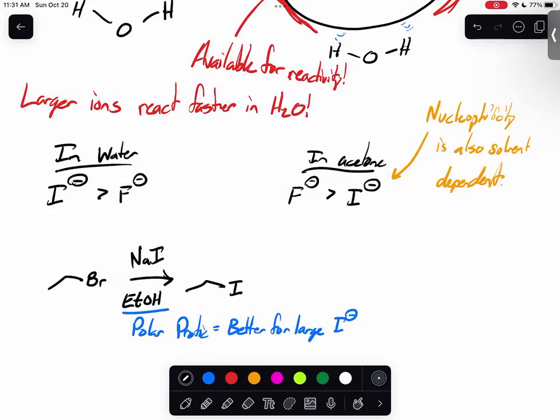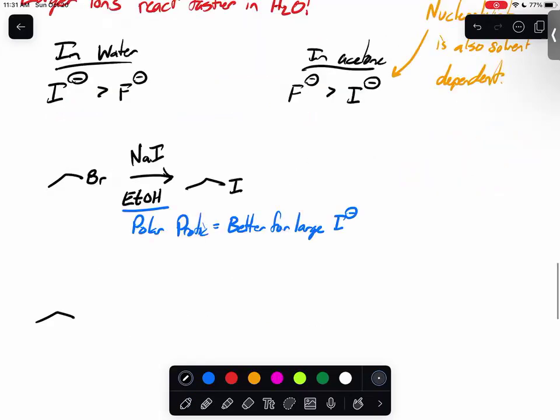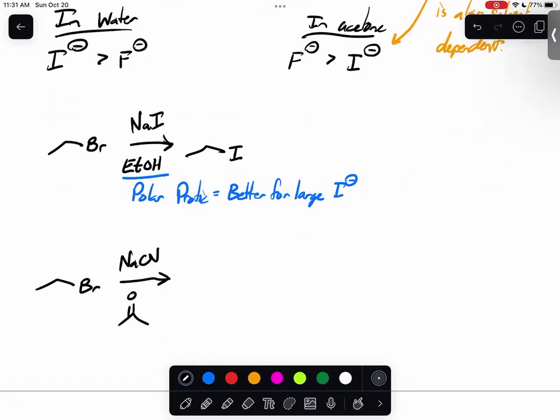Now, this is in comparison to something like we were looking at beforehand with sodium cyanide. No one would ever use ethanol. Instead, they'll use something like acetone, right? Because this being polar aprotic, it is better for the small cyanide ion. Okay? So on the exams, just keep in mind that you will likely see polar protic solvents being used with something like iodide, but you will see polar aprotic solvents being used with something like sodium cyanide.